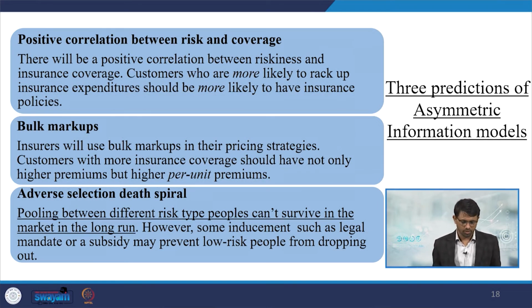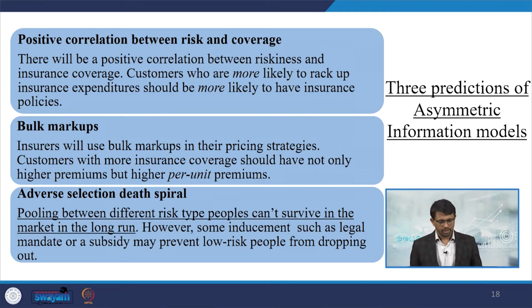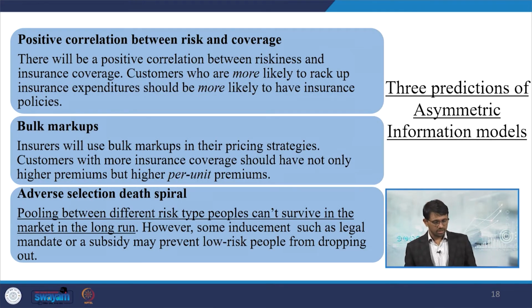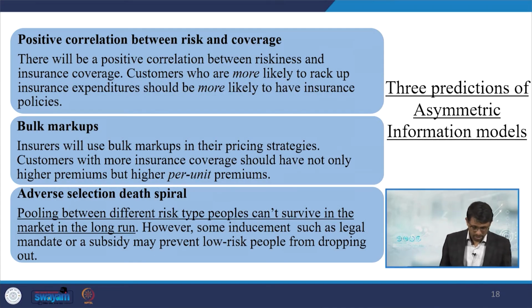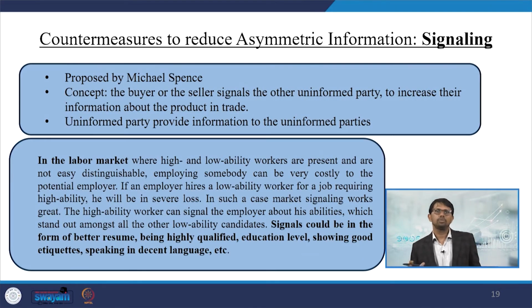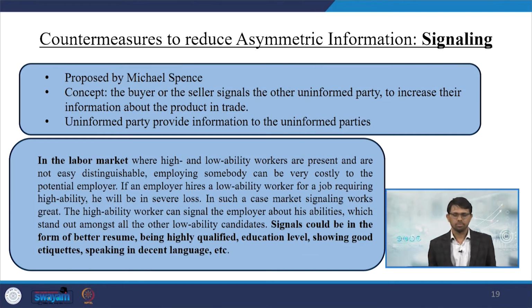So the markup is actually doubly loaded, and can be discussed in the context of information asymmetry. In the adverse selection death spiral, pooling between different risk types cannot survive in the market in the long run. However, some inducements such as legal mandate or subsidy may prevent the lowest risk people from dropping out of the insurance. There are some countermeasures to reduce asymmetric information, called signaling, as proposed by Michael Spence.